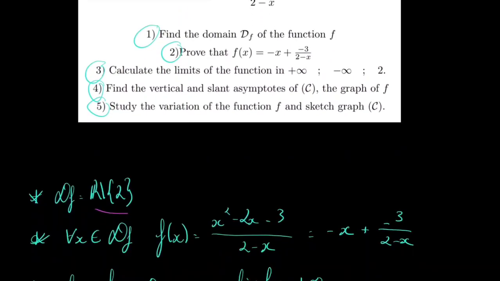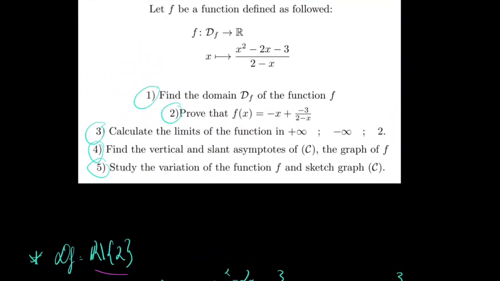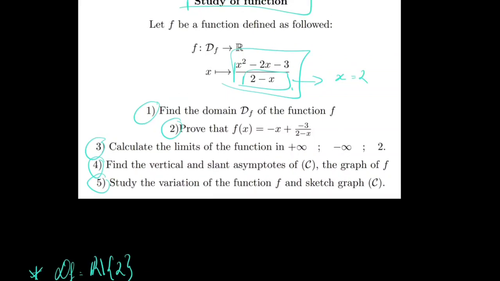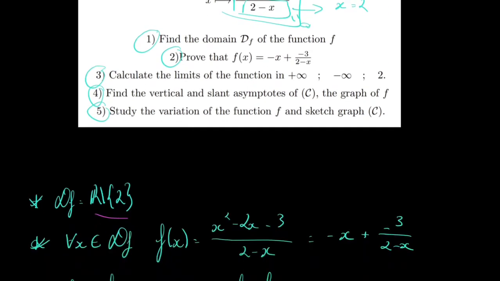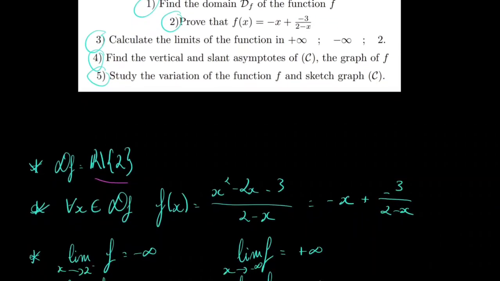In the first part we proved that the domain of definition of the function f, which is a rational function whose denominator cancels for x equal to 2. So this thing is equal to 0 at x equal to 2. That means that the domain is all the real numbers except 2.